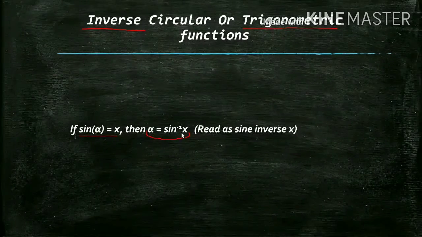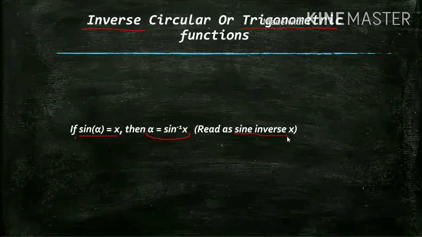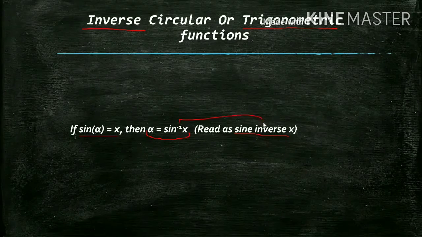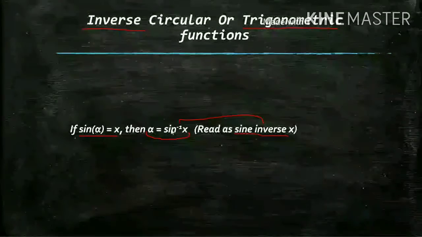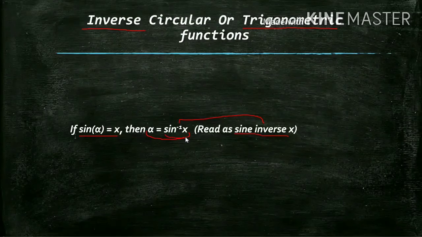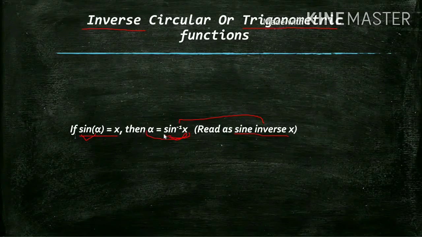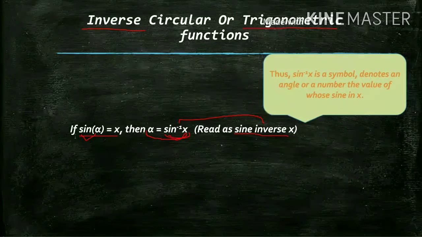Sine minus 1 x, which can be read as sine inverse x. This minus 1 is read as inverse. Okay, so this is sine inverse x. In this way I define it. Now what is this inverse x? You have not read this term. You know the sine term, but you did not know what this is. So basically, sine inverse is a symbol.